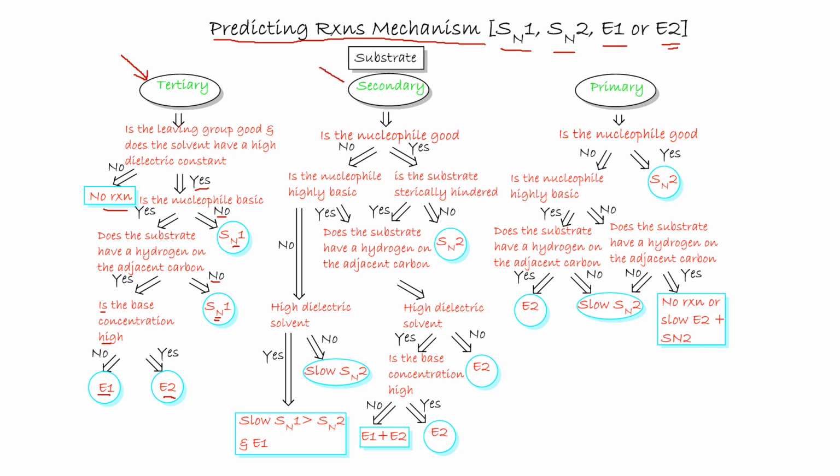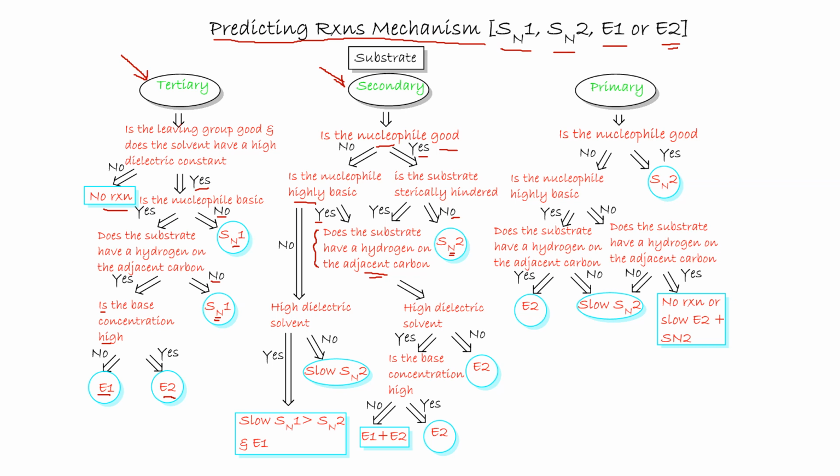Now, if the substrate is secondary alkyl halide, is the nucleophile good? Yes, we have to ask, is the substrate sterically hindered? If no, it's SN2 mechanism, concerted mechanism. If it's yes, does the substrate have a hydrogen on the adjacent carbon? At this point, if the nucleophile is good and it's highly basic, if it's yes, we ask the same question.